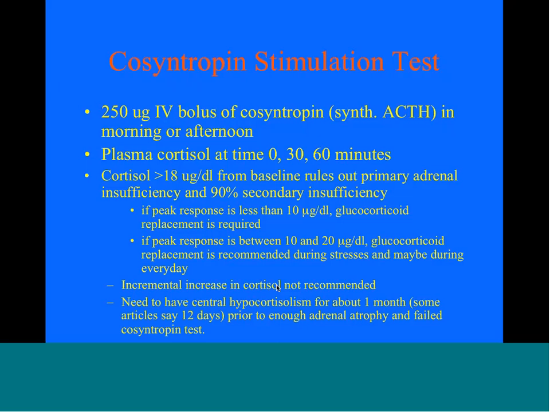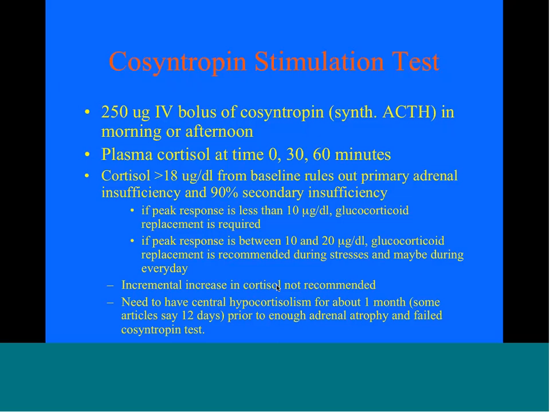If the peak response is less than 10, most patients will need glucocorticoid replacement. If the response is between 10 and say 18 to 20, the glucocorticoid replacement may be needed for stress, but may or may not be needed every day depending on the symptoms. I don't look at the change from the baseline of cortisol. If you start off pretty high, you often won't go up that much higher, so the delta or the change of cortisol is not recommended.